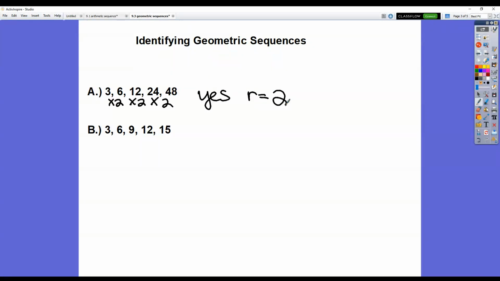Okay, then next one, how do we get from 3 to 6? Well, that's times 2. 6 to 9, that's not multiplying by 2. So we can just stop and write no, there is no common ratio.